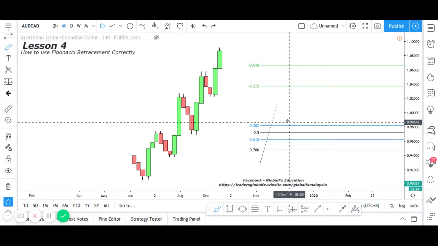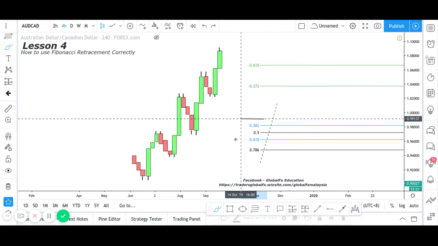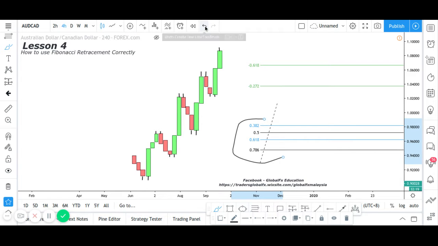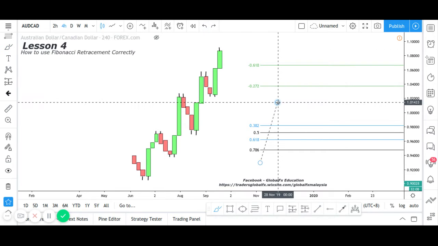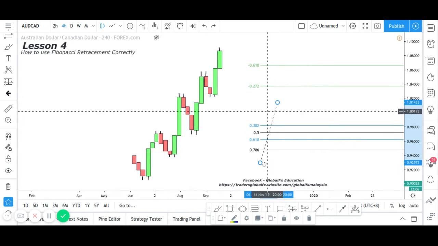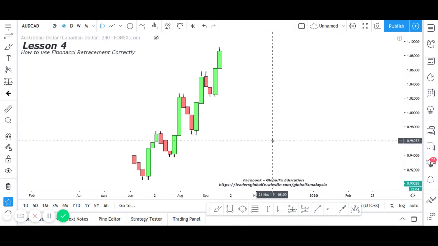So just take a screenshot of these levels. If you'd like to trade the same levels as I'm trading as well, you can take a screenshot now and use the same levels as what I'm using now. So let's get into it and let's learn how to use the Fibonacci retracement tool correctly.